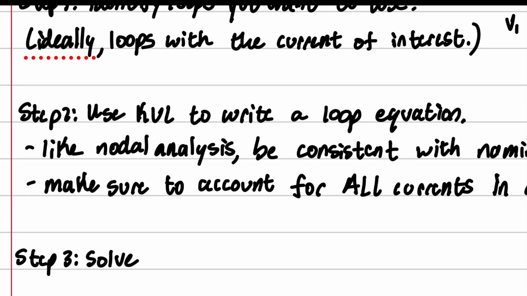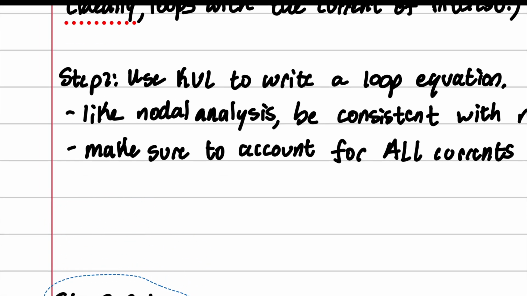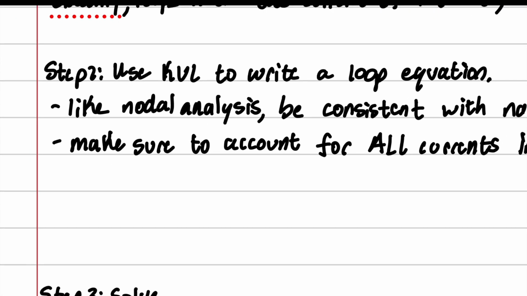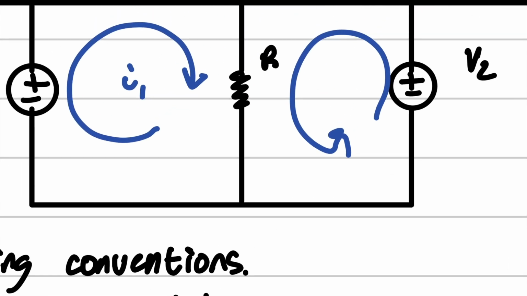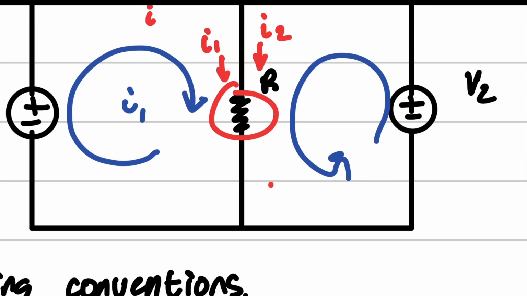Okay, next step is to use KVL to write a loop equation, and it's like nodal analysis. Be consistent with the naming conventions. Make sure to account for all the currents inside a branch. So basically when you are doing a loop analysis, against this resistor right here, you're going to notice that you have one current going down, I1, and then you have one current also going down because of our direction that we've chosen, I2. And so these guys are going to add up together, so it's going to go to R(I1 plus I2).